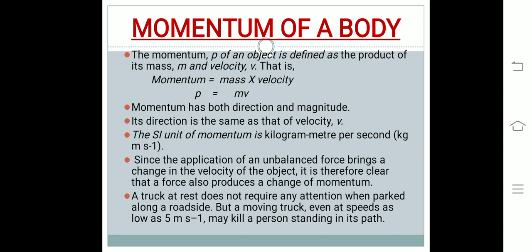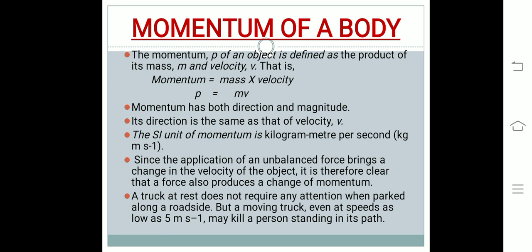Hello class 9th. In today's video, we shall study about the momentum of a body and Newton's second law of motion. The momentum, which is denoted by small p, is defined as the product of the mass of an object and its velocity. That is, momentum is equal to mass into velocity, or we can write it as p is equal to m into v, where m is the mass of the object and v is its velocity.